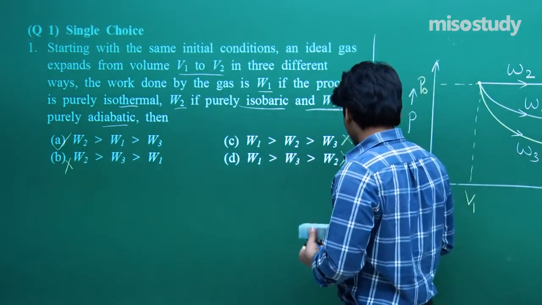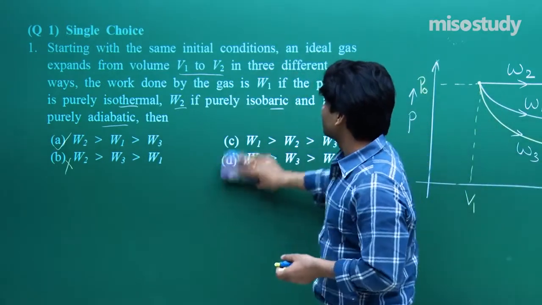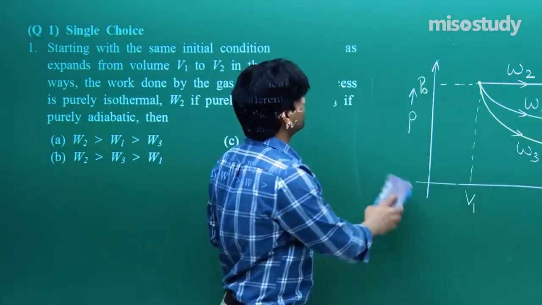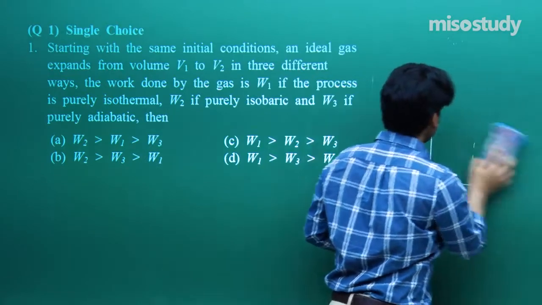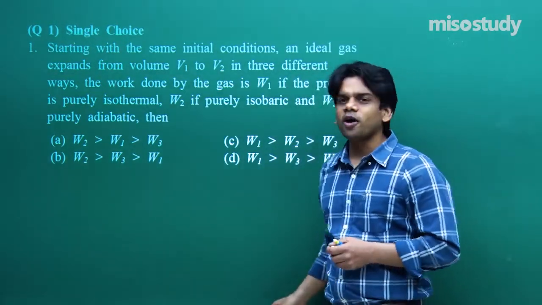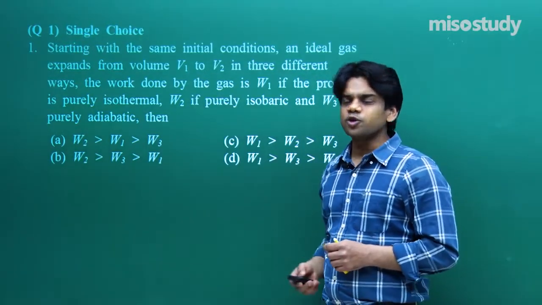This is the way it is given to us so that we can get the relation between the work done in the 3 kinds of process that we can see. I hope you have got to know how to solve such kinds of questions. It's a good question based upon how to evaluate the relation between the work done in all the 3 cases. Let's go to the next question of the class.